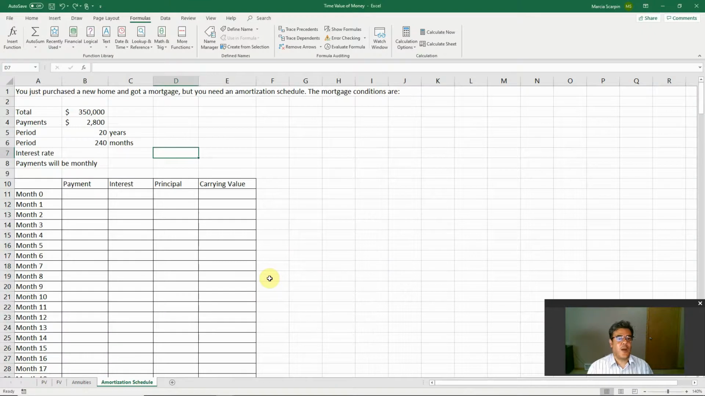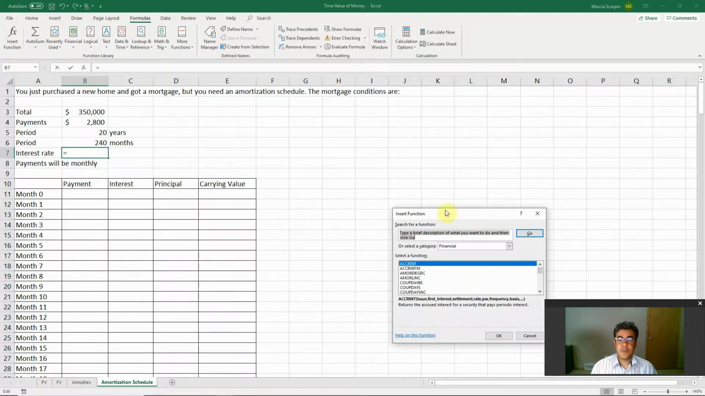You just purchased a new home and got a mortgage, but you need an amortization schedule to follow your payments. The mortgage conditions are: total $350,000. You will pay $2,800 per month, and our period is 20 years or 240 months. The first thing to know is our effective interest rate. Usually the banks show you the face interest rate, but it is not the effective one. So first of all, let's find our interest rate.